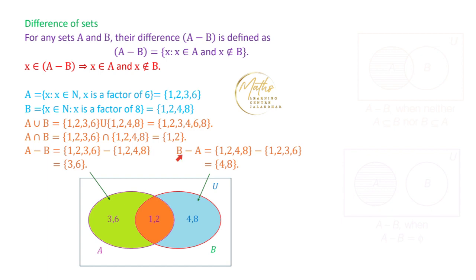And when we are talking about B minus A, we are considering that portion of B which is not intersecting with A. That is, we have removed all those elements of B which are present in A. So we are getting the answer as 4, 8. So this is the Venn diagram when we are considering the difference of sets.